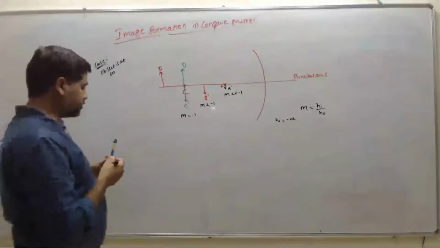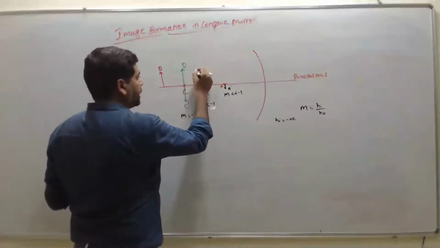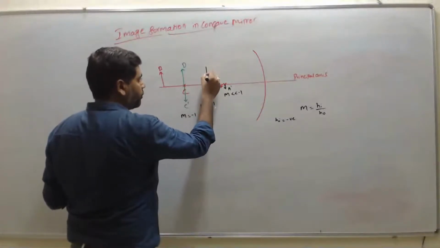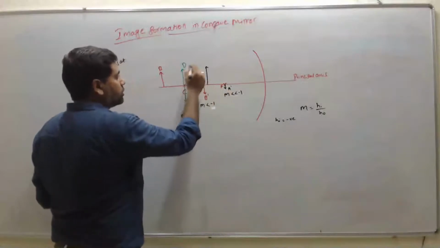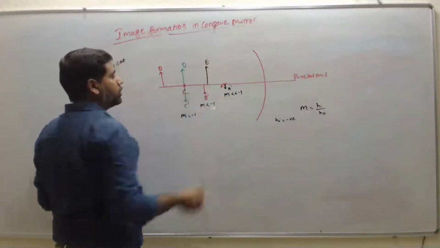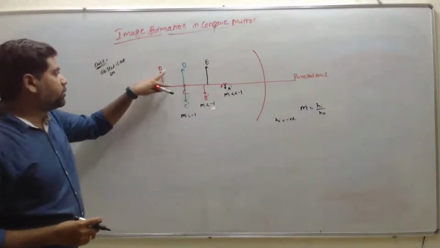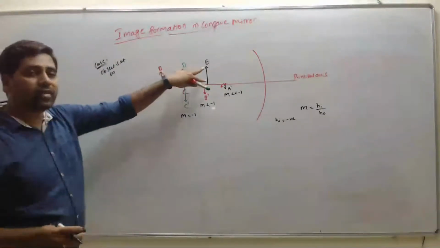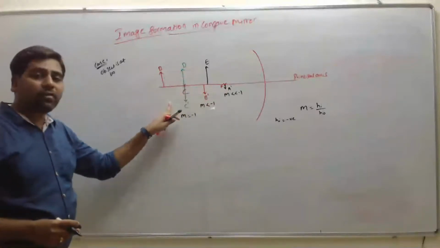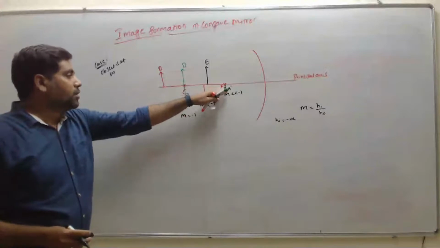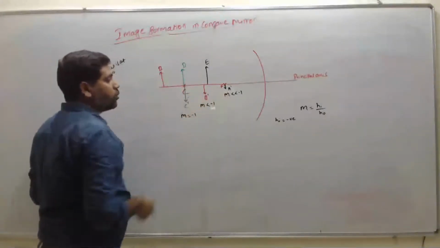So in the fourth case, I will place the object in between the center of curvature and the focus. That is, here I am going to take E. The objects B, D, E are all of the same height. But here the sizes of the images are very different, going from smaller to bigger.